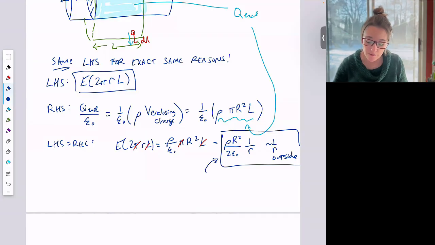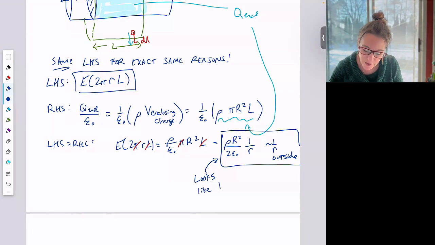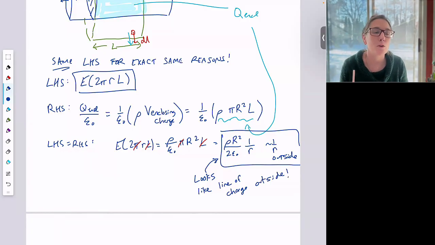And so even outside, if we remember from our previous results from just using kQ over r squared to calculate this for a line of charge, the solid cylinder looks like an infinite line of charge. So it looks like a line of charge when we're outside of it. This is hopefully not too surprising of a result, because remember that a solid sphere of charge looked like a point charge when we were outside of it. So a solid cylinder of charge is going to just look like a line of charge when we are outside of it.